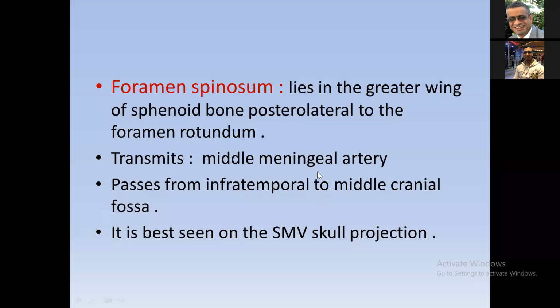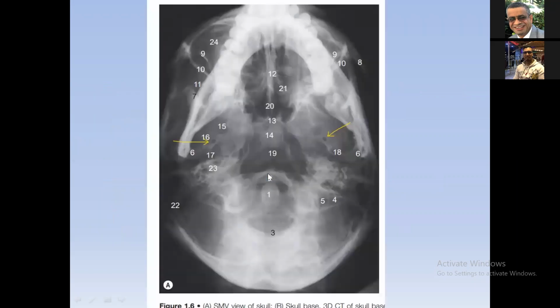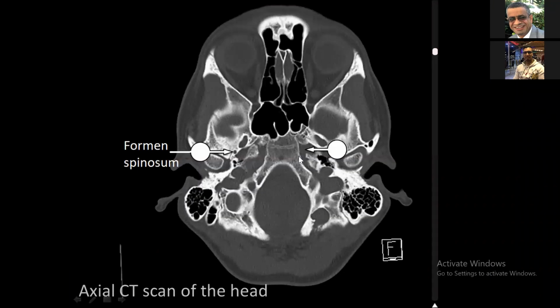Foramen spinosum lies in the greater wing of sphenoid bone and posterolateral to the foramen rotundum. It transmits the middle meningeal artery and passes from the infratemporal to middle cranial fossa. It is best seen on the SMV skull projection. This is the submental vertex view of the skull in which you can see the foramen spinosum. And this is an axial CT scan of the head in which you can see clearly the foramen spinosum.